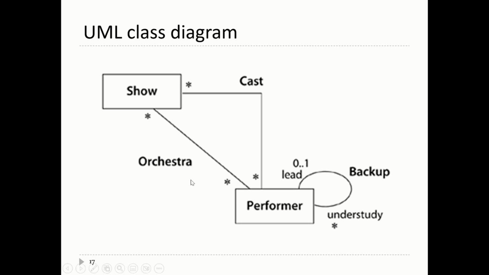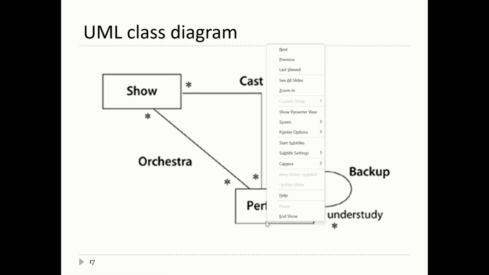Right? So a performer can be in the orchestra, or they can be in the cast, so one of the actors or actresses. What this picture is trying to show you is that a show has some performers in the orchestra, right? A show has some performers in the cast, right? But the relationship is two-way.